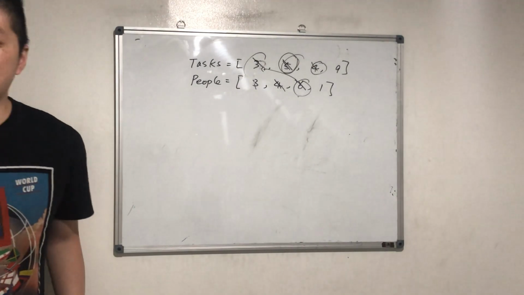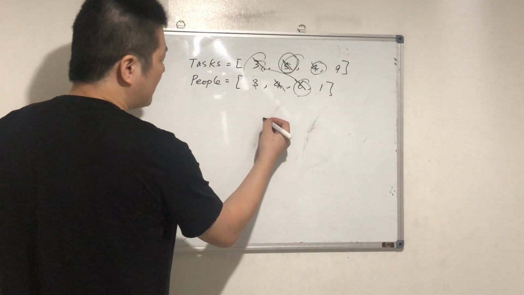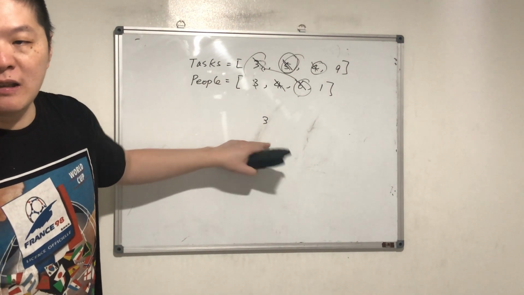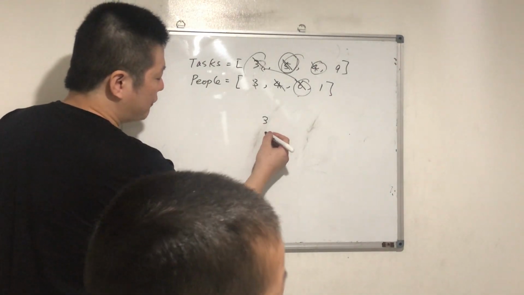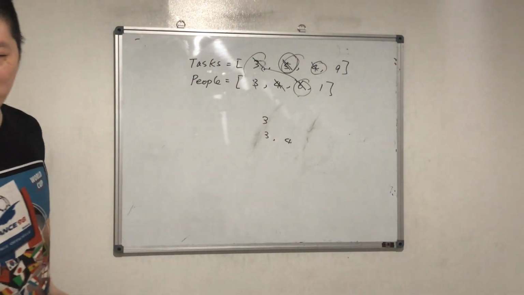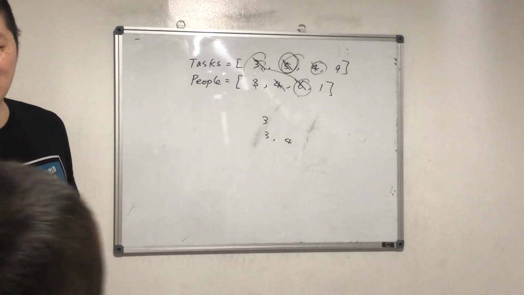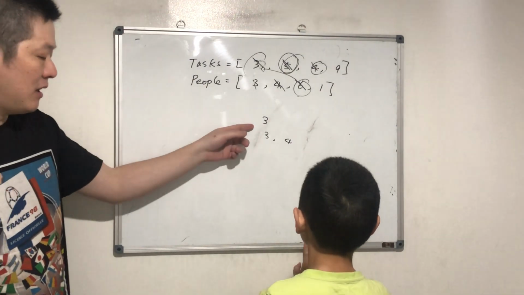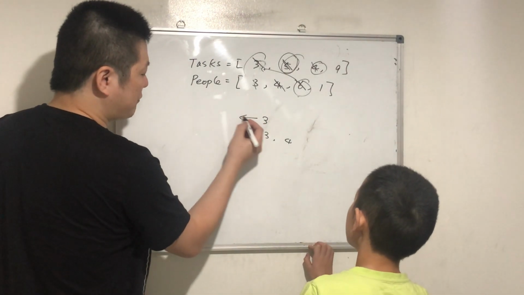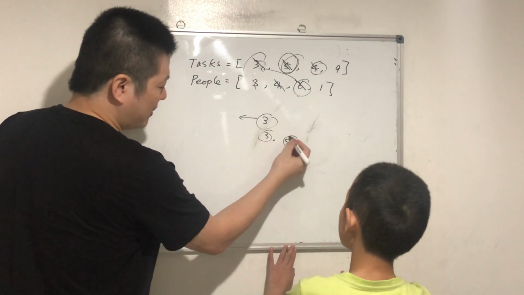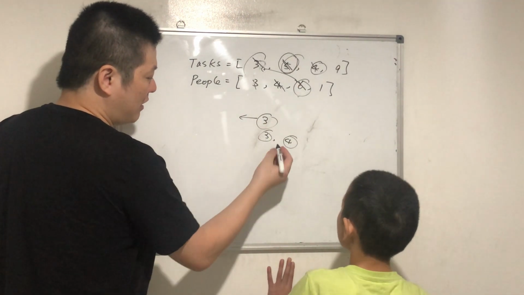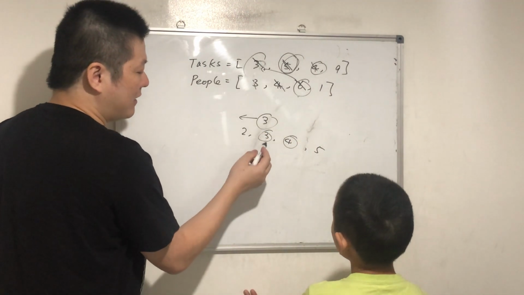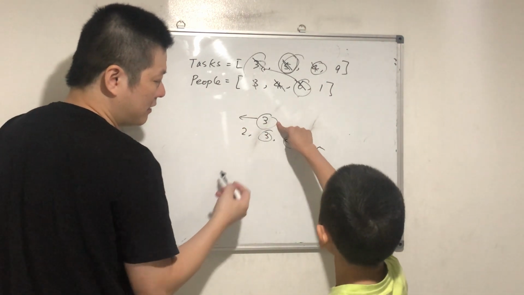So if a task can be completed, let's say task 3 can be completed by people 3 and 4, which one do you think should pick the task, 3 or 4? If the task requires the strength 3, and we've got the people with strength 2, 3, 4, 5. So which one do you think we should let?